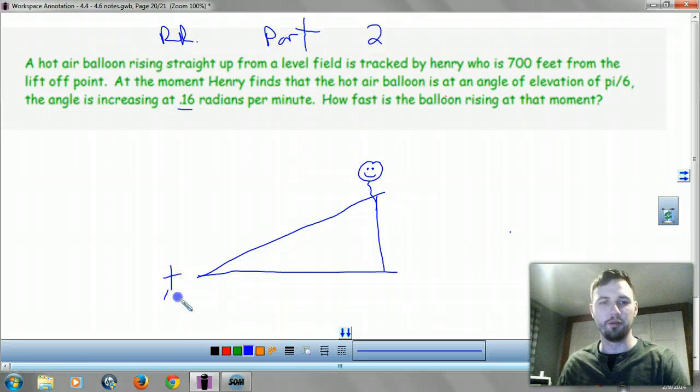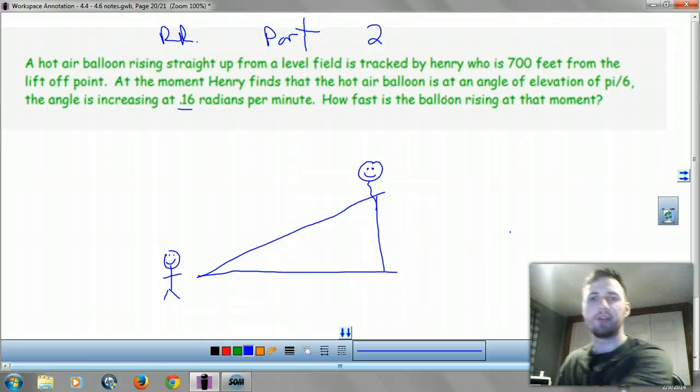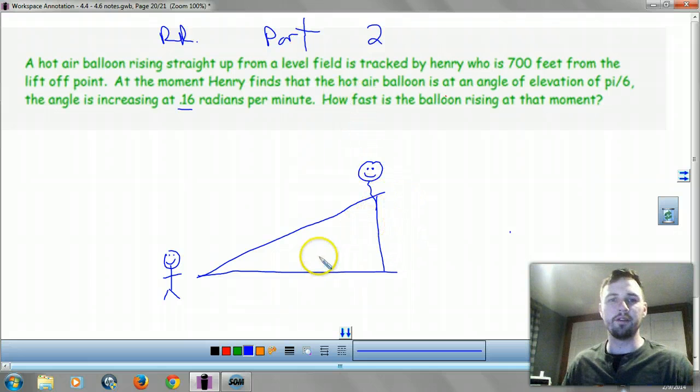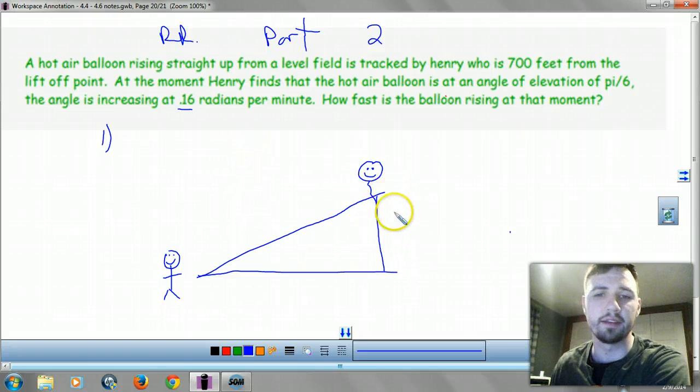So we have someone holding the balloon. Well, it's a hot air balloon, so hopefully they aren't holding it. It's rising straight from a level field, right? It's being tracked by someone who's 700 feet from the liftoff point. Well, number one, what are we looking for? We're looking at how fast the balloon's rising.